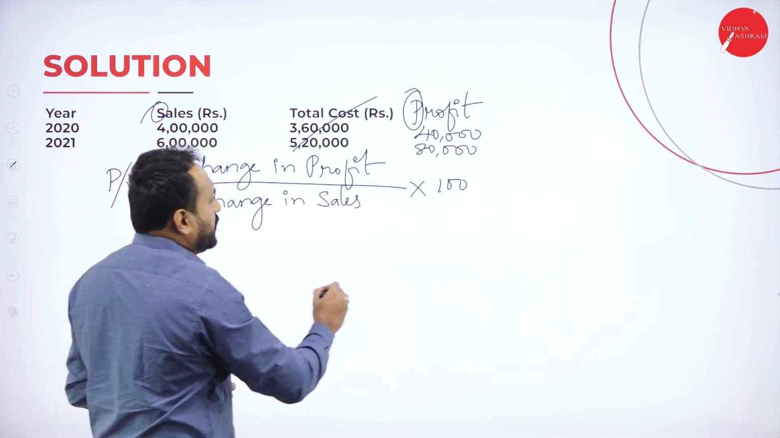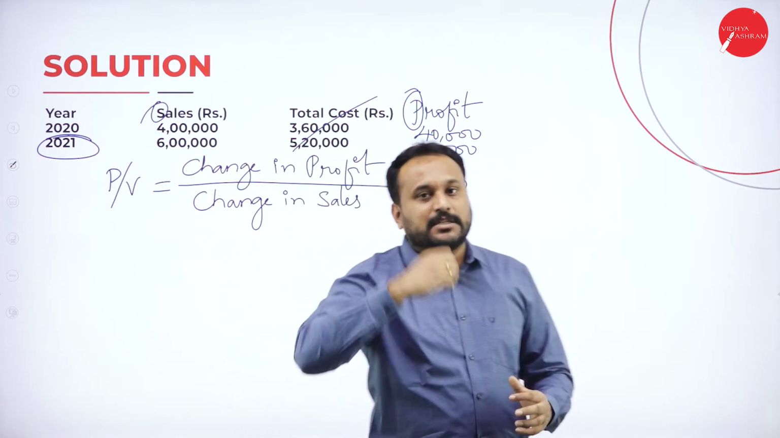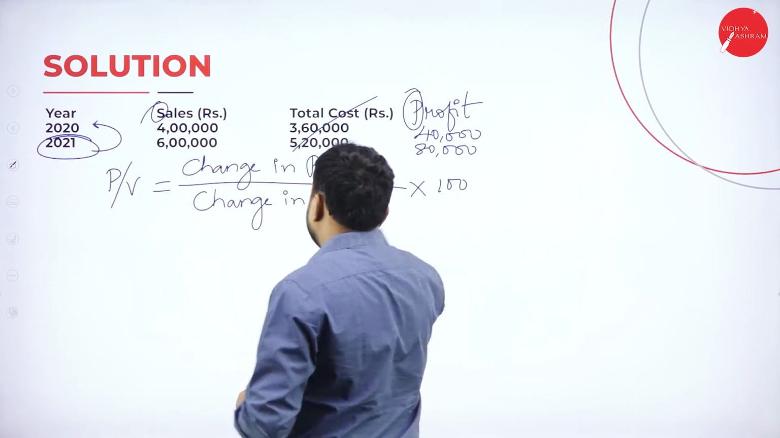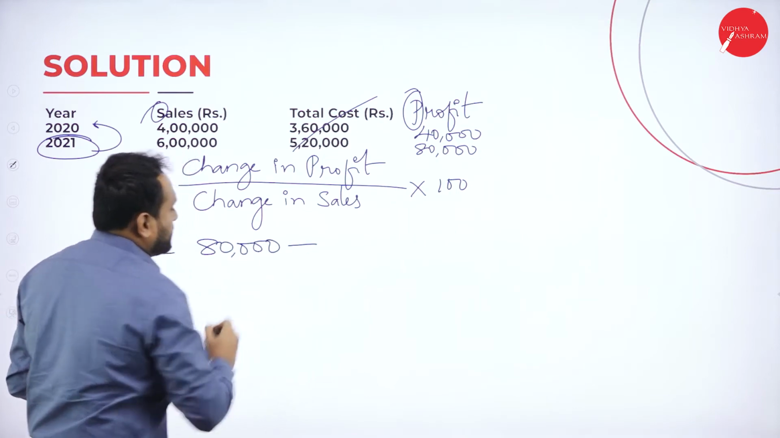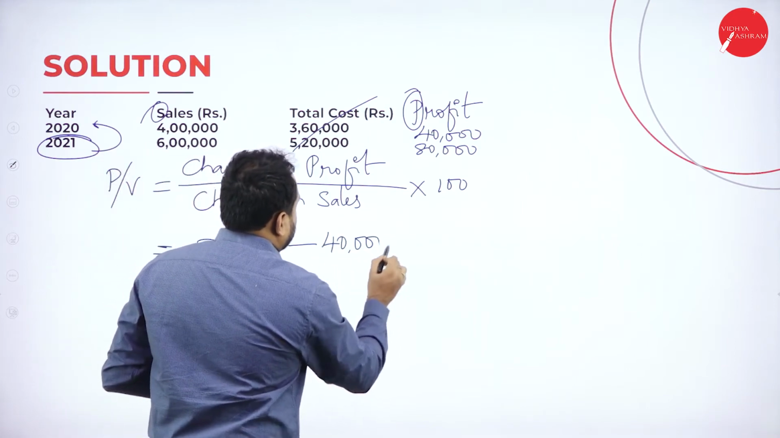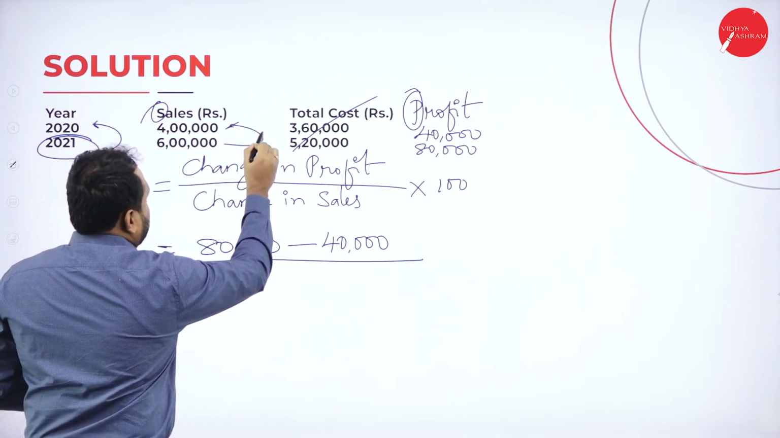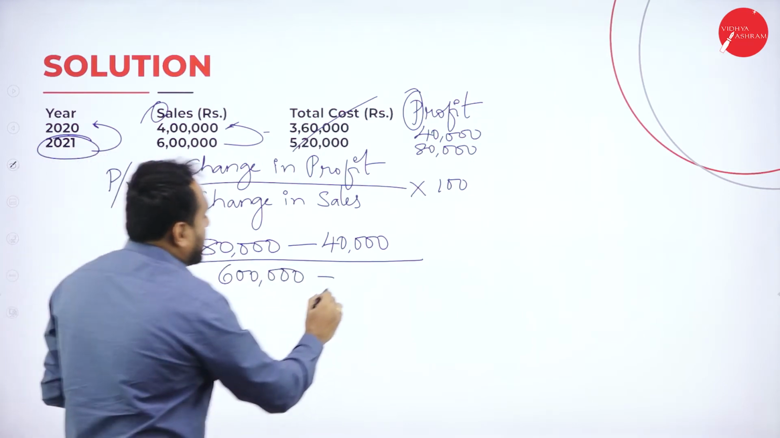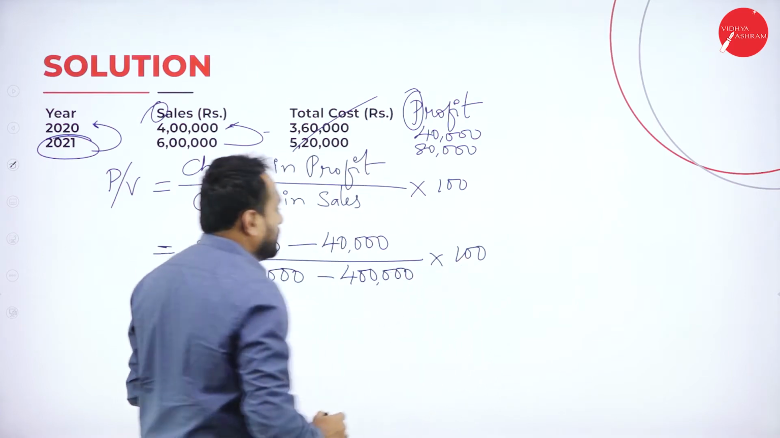So change in profit means what? See, 2021 is the current year minus previous year. So this previous year is 2020. So 2021, what is my profit? 80,000. So it is equal to 80,000 minus, what is the previous year profit? 40,000. So 80,000 minus 40,000 divided by, now sales, minus this one, right? So it is 6 lakh minus 4 lakh into 100.